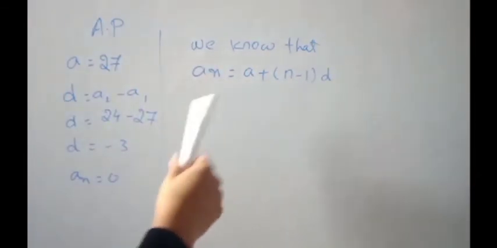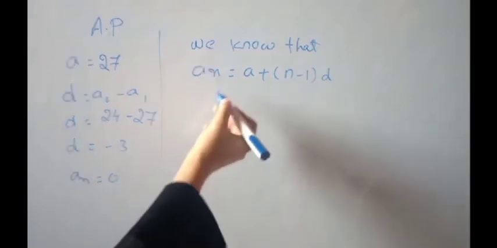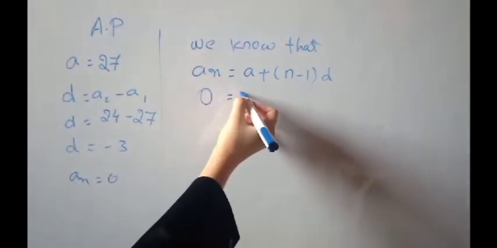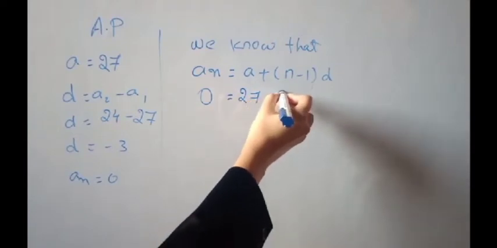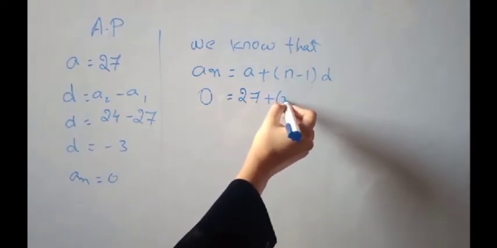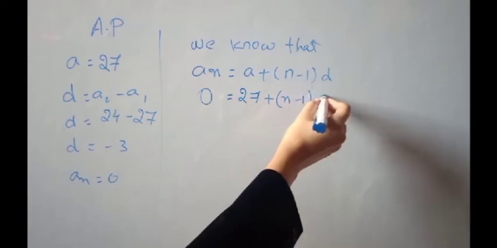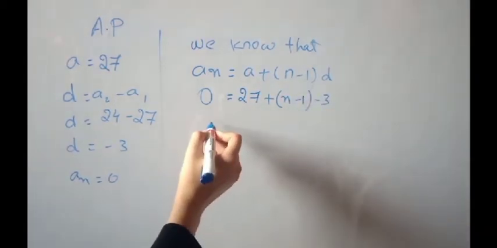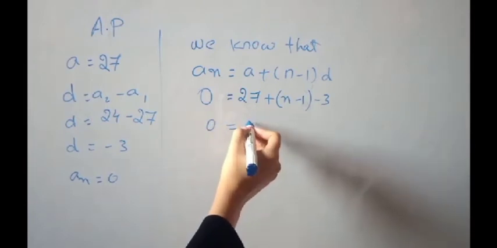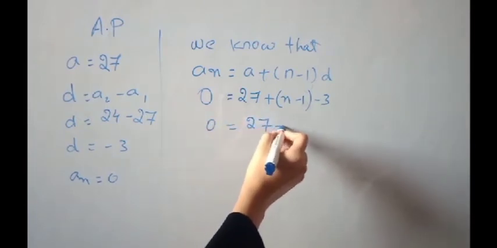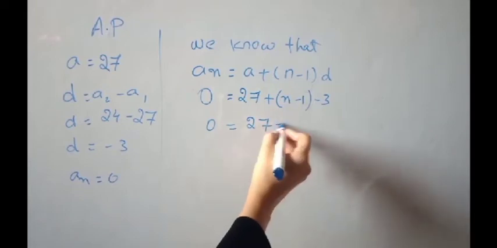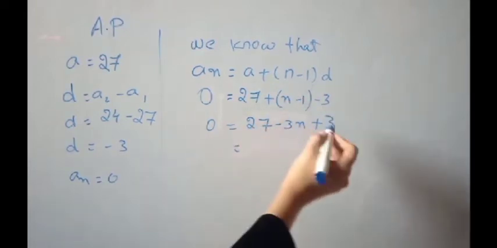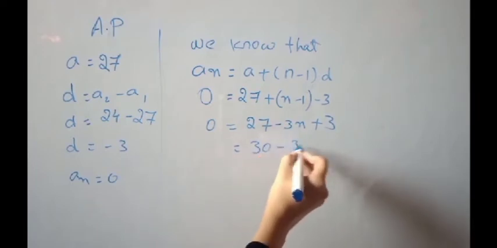If it is in AP, the formula is An is equal to A plus n minus 1 into D. So An we have taken 0. So put 0. A value is 27 plus n value we have to find, put n as it is, minus 1, D value is minus 3. Just substitute the value of A, D which is equal to 27. So multiply plus into minus, minus 3 into n, 3n, minus into minus plus, 3 ones are 3. So now 27 plus 3 is 30 minus 3n.